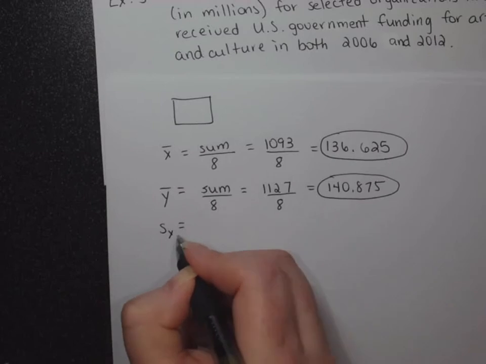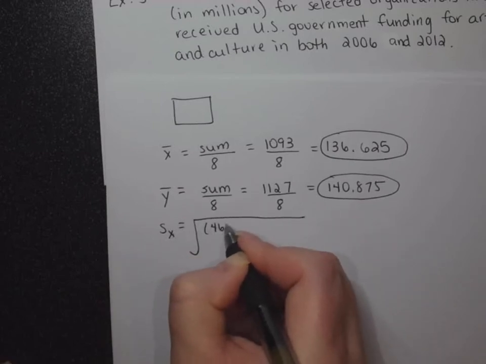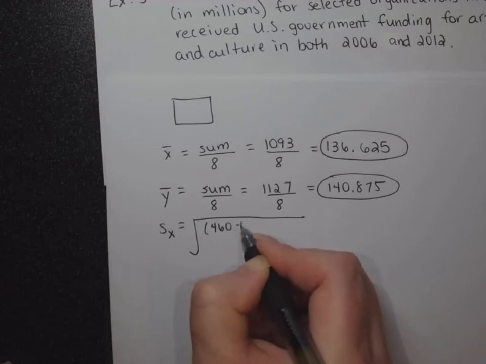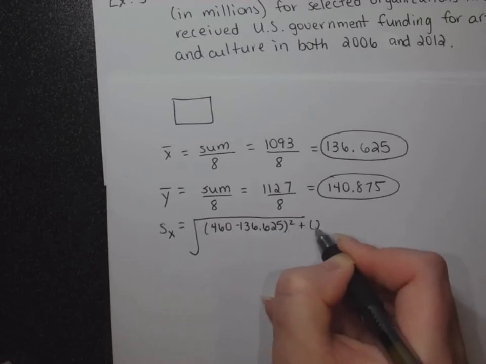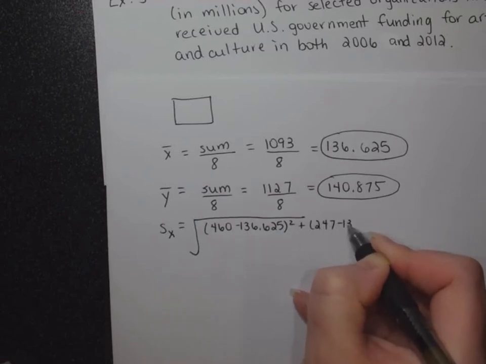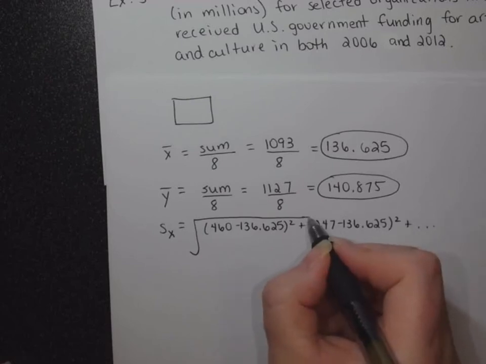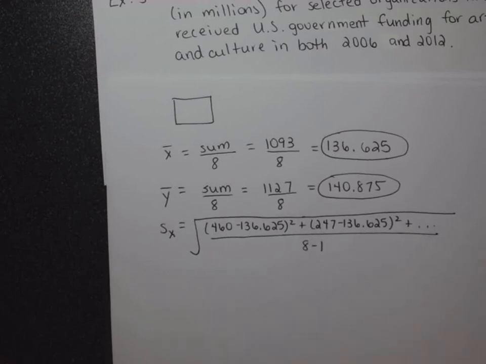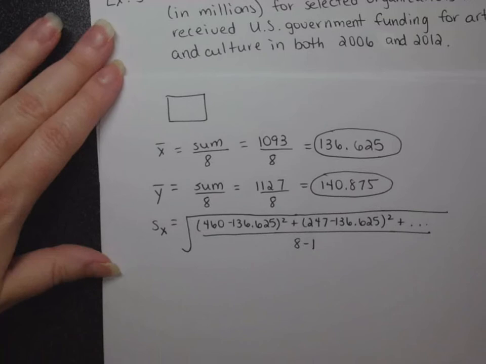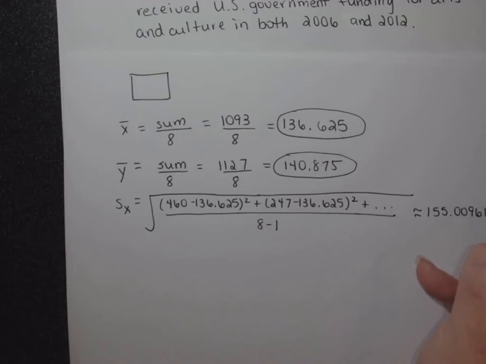Remember, standard deviation's a little longer. So it's first amount minus the average squared plus second amount minus the average squared, all the way through the 8 in the list, and then over n minus 1. Okay, and of course take the square root of that because we don't want variance, we want standard deviation. So this works out to be 155.0096195.